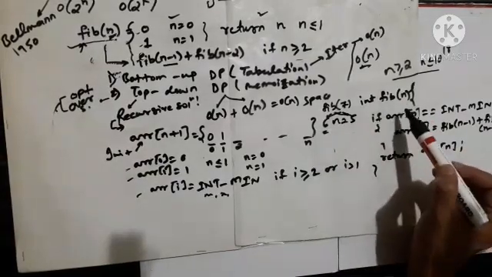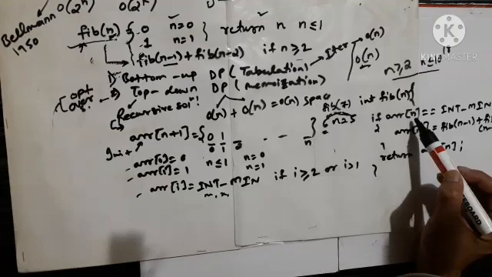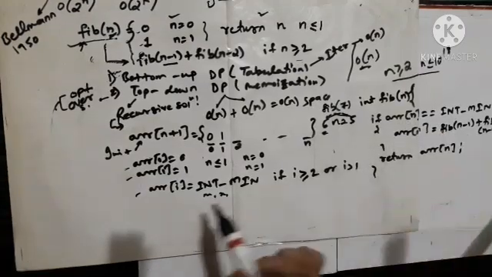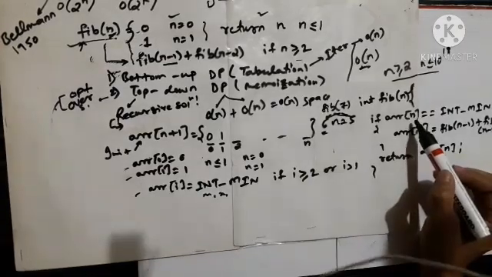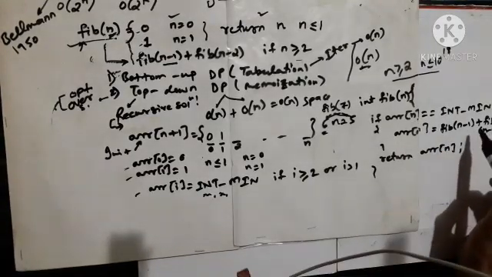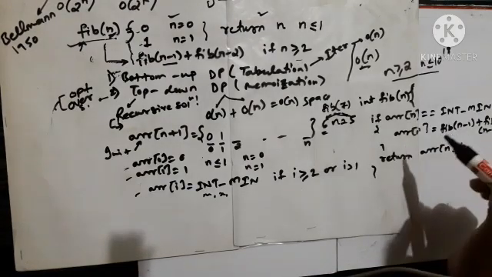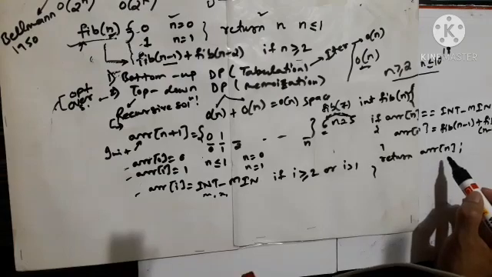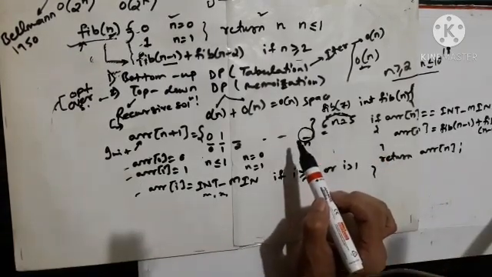Suppose this is fib of 5. Now fib of 5 will check first at the fifth index. Array of fifth is equal to int min, definitely, that's why I have initialized it to int min. If at the fifth index it is int min, then definitely I have to calculate first and fill that array. And then at last I will return the array of n, basically this nth index. This nth index is the answer.